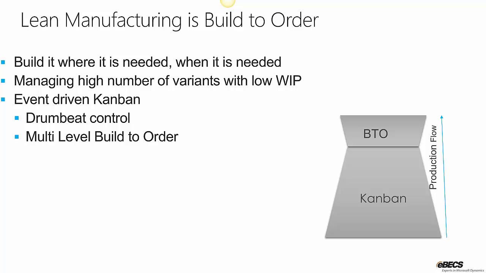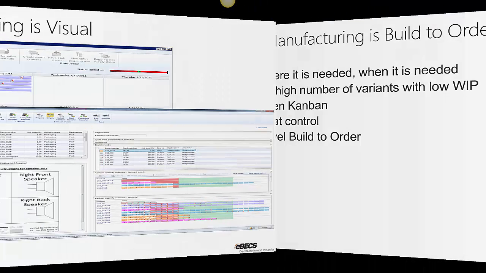They basically wait until something happens in AX, i.e. it could be a sales order. So don't do anything until I have a sales order in the system, and then build it just to that sales order. Within this, we have something called drumbeat control, which helps with the capacity. And this is also multi-level build to order. So I might have a final assembly and a sub-assembly or a feeder child assembly cell, and I can manage that throughout the BOM level chain in AX.